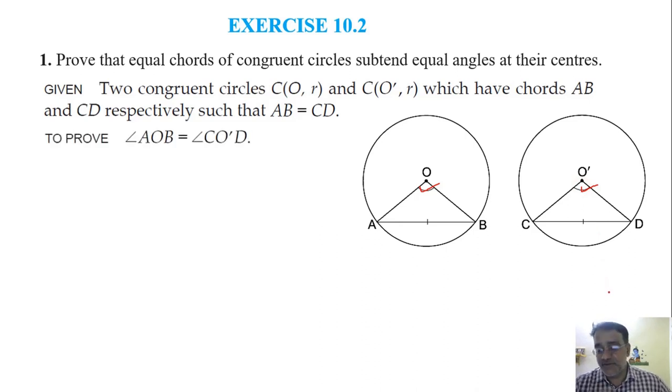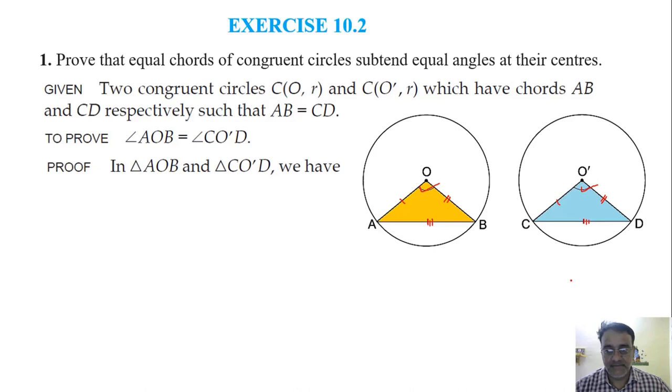Again, we are going to prove these two triangles congruent. How? OA is equal to O'C. Why? Radii of congruent circles. Okay, very good. And OB is equal to O'D also, radii of the congruent circles. And AB is equal to CD. It is given. Right. So these two triangles are congruent. By which criteria? SAS criteria.